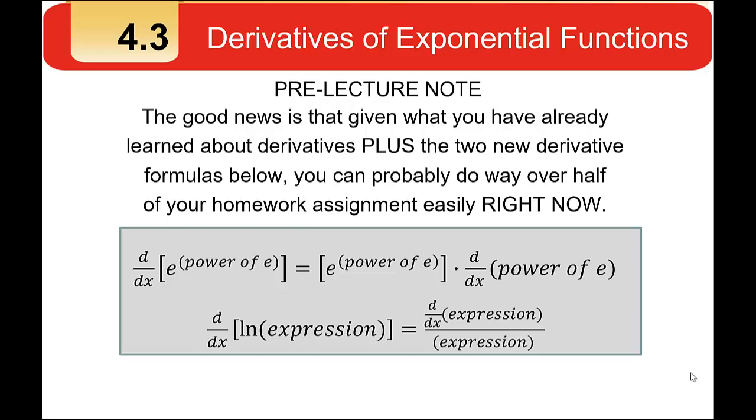The derivative of e to a power is e to that power multiplied by the derivative of the power. Very straightforward. Secondly, the derivative of the natural logarithm of some expression is the derivative of the expression over the expression, or as I'll show you later, you could also write it as 1 over the expression times the derivative of the expression. But just with those two formulas, you should be able to get well over half your homework done right now.